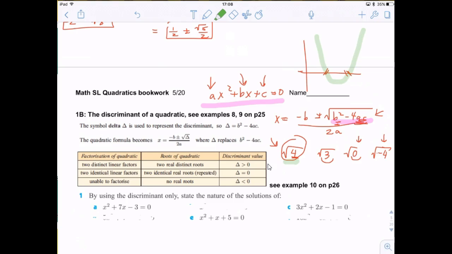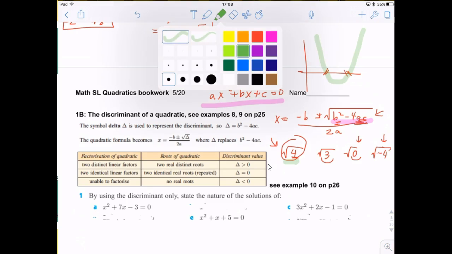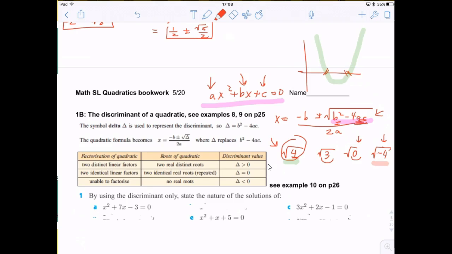It crosses the x-axis at 2 points, okay? Now I'm going to draw one that we don't usually see in this book, which is the square root of negative 4 case, okay?